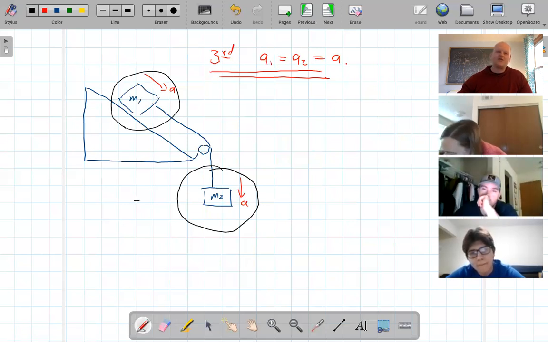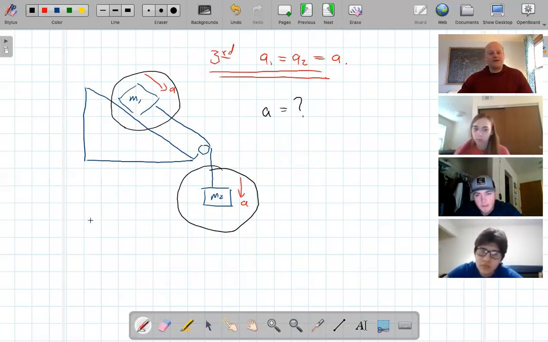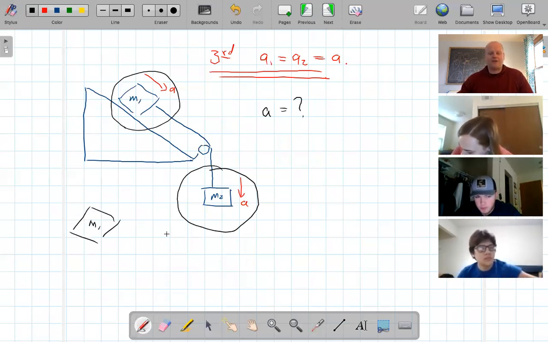So let's look at this problem. What I want to know is the acceleration of the system. The way we're going to do this is look at each object individually, so I'm going to draw a free body diagram for each of these two objects.